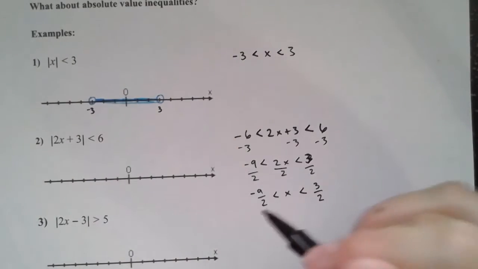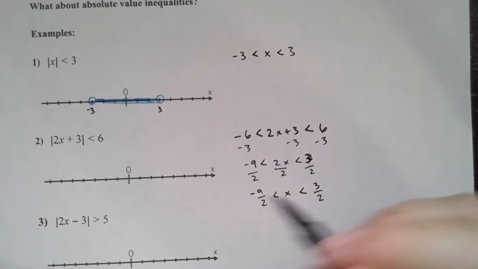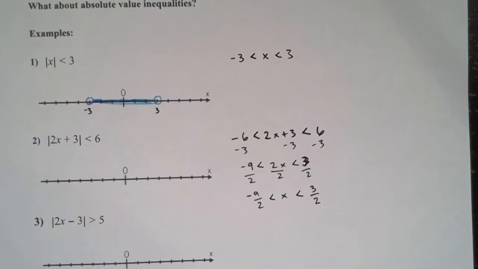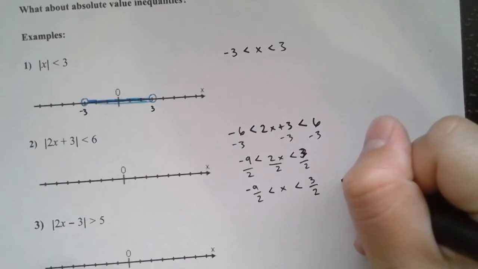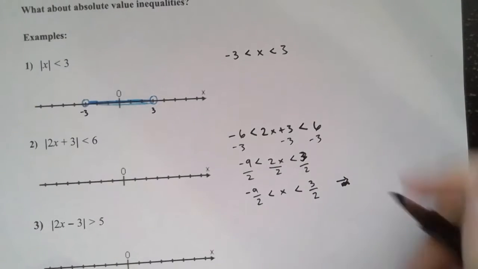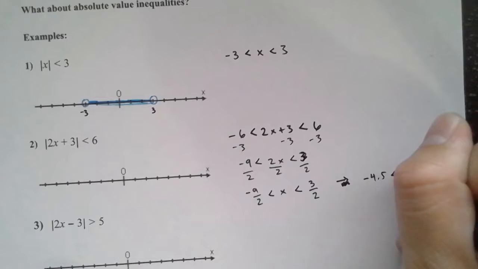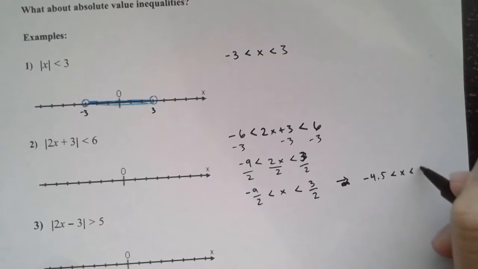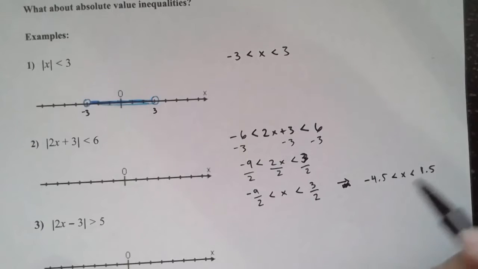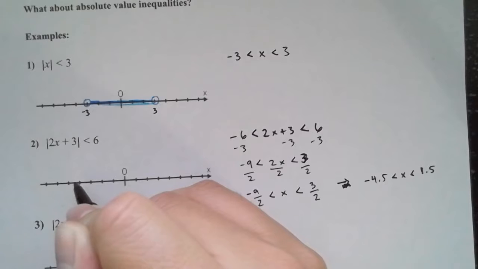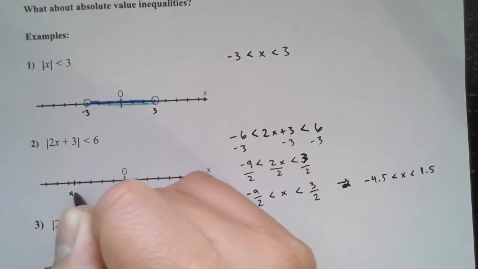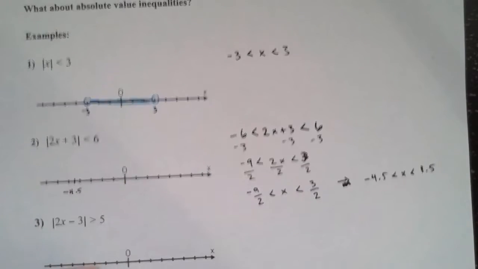You can use your calculator to figure out what these are in decimals so we could be more accurate. Negative 9 over 2, that's negative 4.5, so this is the same thing as negative 4.5 less than x, which is less than 3 over 2, which is 1.5. So that makes it easier to plot. I'm at, let me see, 1, 2, 3, 4, 4.5, so it's right here. Negative 4.5. I have an open circle.